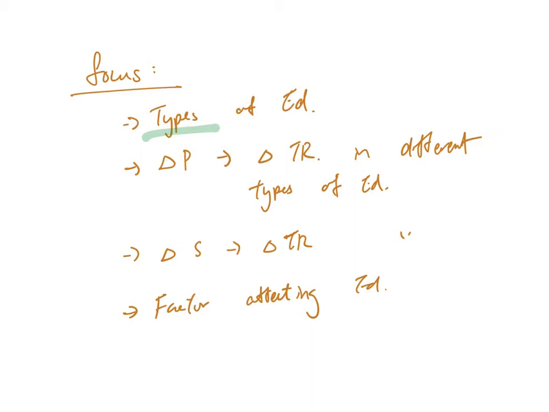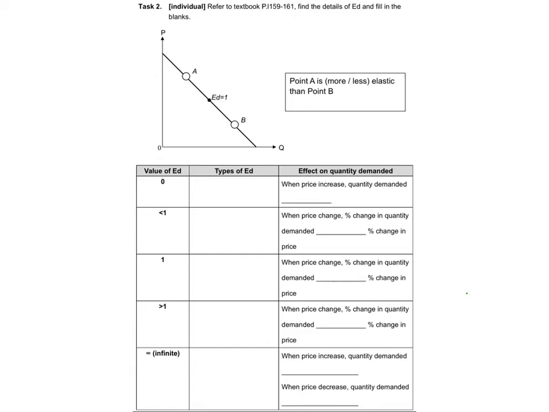Because the main focus of this chapter is about the change of the total revenue, total revenue because of the change of price or the change of supply. In different types of elasticity of demand, actually the result will be different. And last we talk about the factors affecting ED, because different goods have a different elasticity of demand, but why, what is the real difference, we will discuss this later at the end of the video. Okay, so let's have a very quick revision.